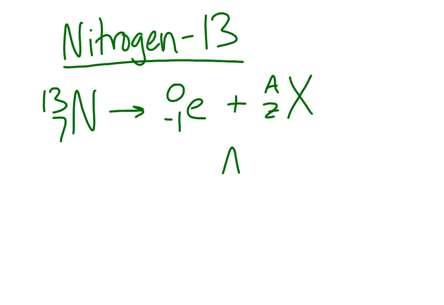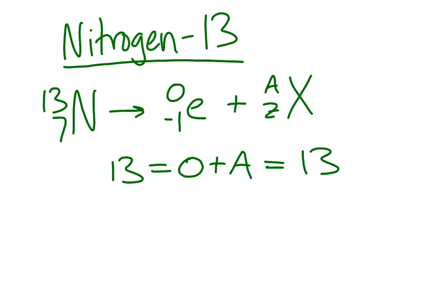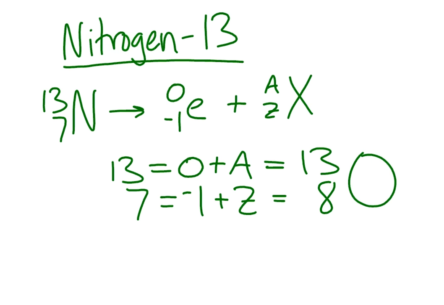Well, if I was to rewrite it just as it's written, 13 equals 0 plus A. Well, that means A is 13. Same thing, 7 equals -1 plus Z. Right? So -1 plus Z equals 7. That means Z must be 8. Right? I look at 8 and find that's oxygen. Okay? So if nitrogen-13 undergoes beta decay, oxygen-13 is also produced.